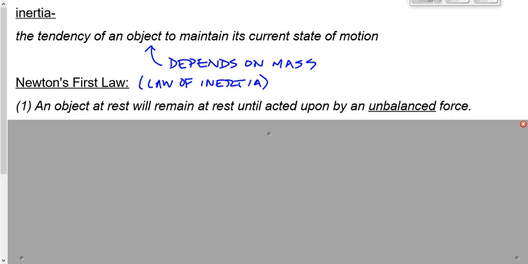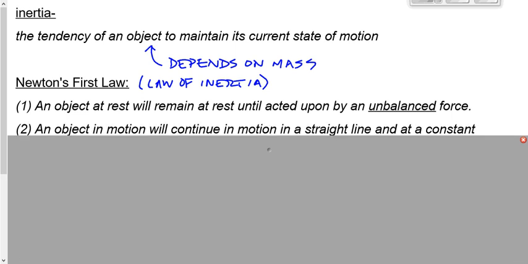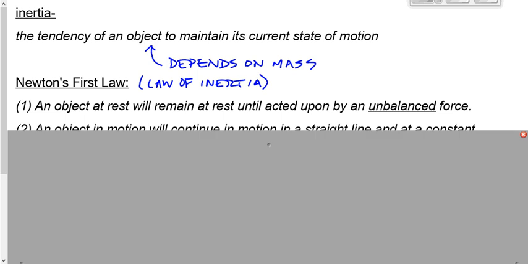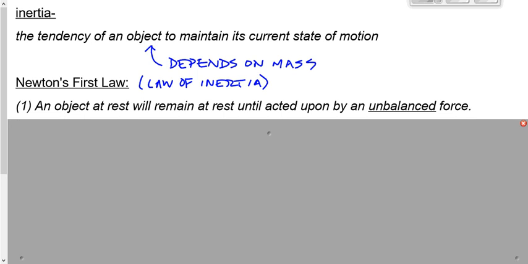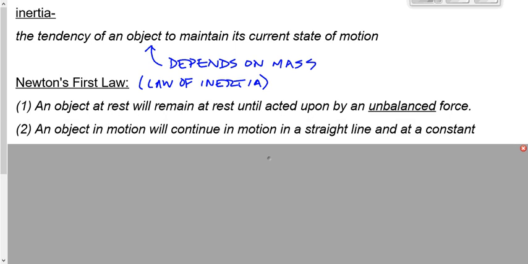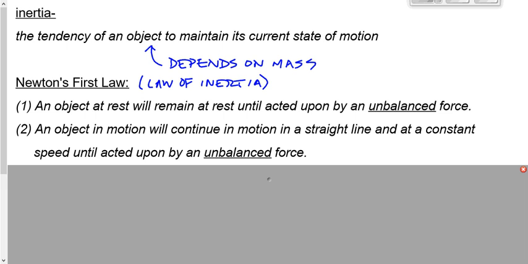Now, the second part of Newton's first law says an object in motion will continue in motion. It's not going to speed up or slow down. It's not going to change direction. In other words, it's going to continue in motion in a straight line at a constant speed until acted upon by an unbalanced force. So it's not going to speed up. It's not going to slow down. It's not going to change direction until acted upon by an unbalanced force.